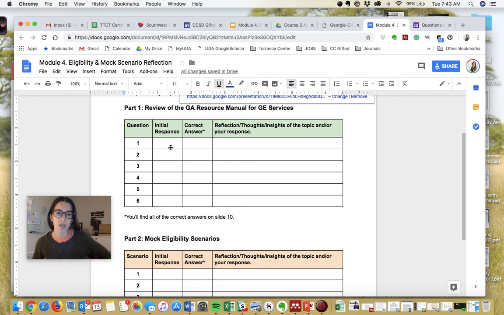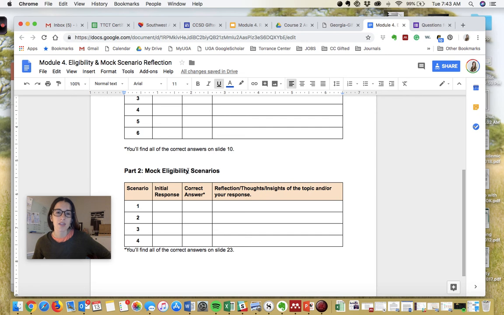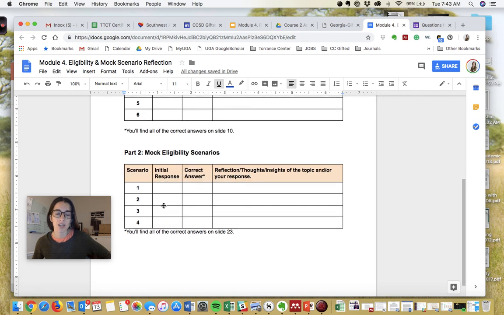It's just to go with your best bet after reviewing the manual and then look back to see what the correct answer is, and then any reflection, thoughts, or insights you have on your response. And then same thing for the mock eligibility scenarios. I gave you 4 scenarios. Go ahead and put what your initial response is before later seeing what the correct response is. Again, it doesn't matter if you get them right or wrong. Hopefully you get them right.